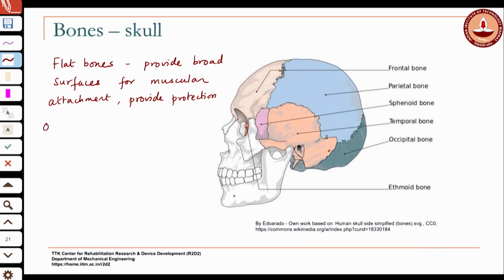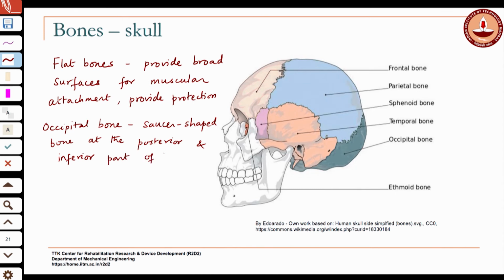The occipital bone is shaped like a saucer. It's the saucer-shaped bone at the back. So, I should say instead of back and lower part, posterior and inferior part of the skull. Okay. Back is posterior, lower is inferior.